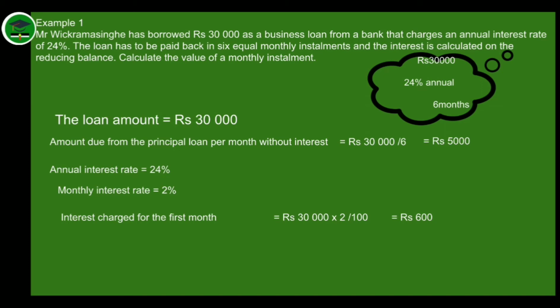Now we have to calculate the interest for the second month. Now the loan value is reduced in balance. Loan value is 25,000. Why? You paid 5,000 for the first month. Now you have to calculate the interest for the outstanding balance, that is 25,000. If you simplify this one, you can get 500 rupees. Similarly, you can find the interest for the third month.